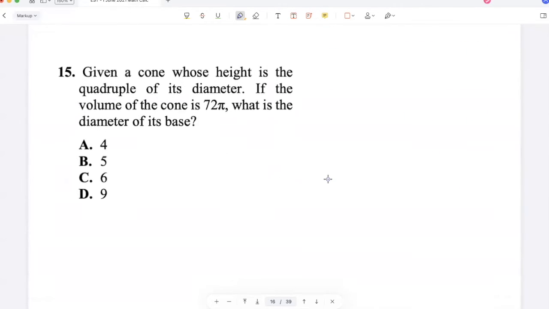Given a cone whose height is the quadruple of its diameter, if the volume of the cone is 72 pi, what is the diameter of its base? Okay, so the height is 4 times the diameter, right? That's what is given to us. Or you can say 8 times the radius, right? So what is the volume of a cone? 1/3 pi r squared h, right?